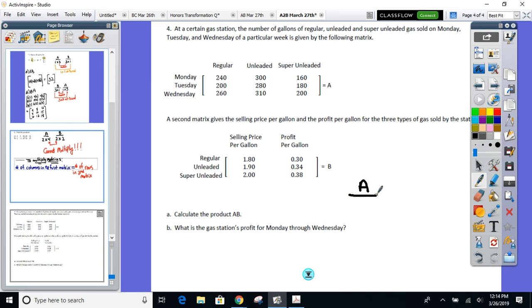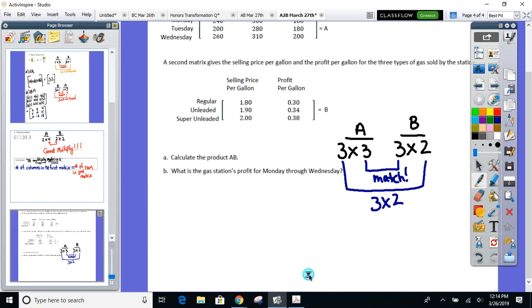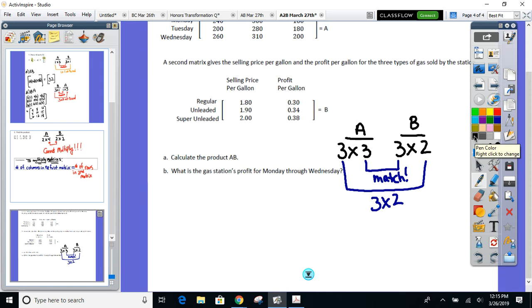Let's see, A is A. What's the order there? That would be a 3 by 3. And B looks to be a 3 by 2. Ooh, we got a match. All right. So what's going to be our ending matrix? I should have a 3 by 2 when I'm done multiplying. All right, this is going to be a large one here, so get some room.